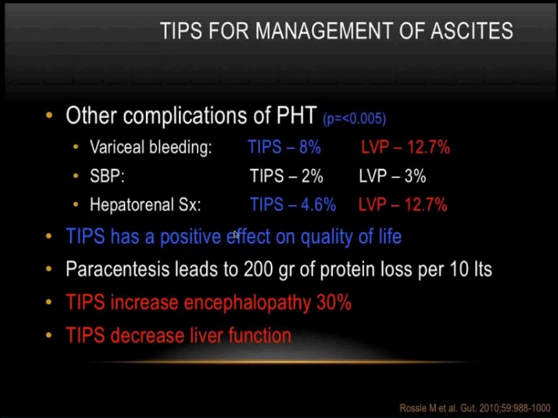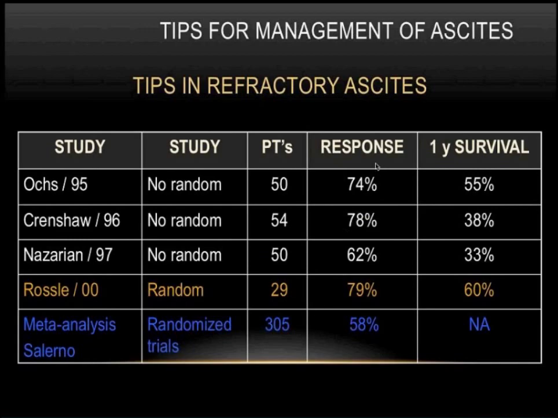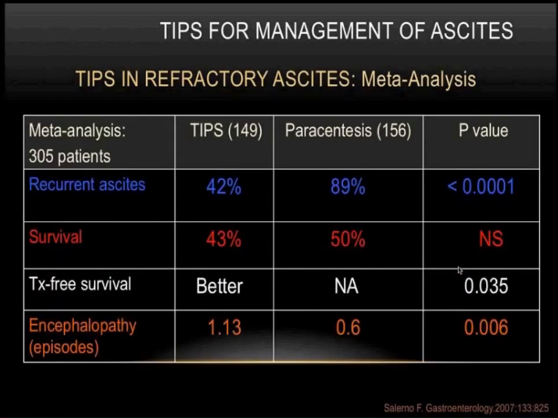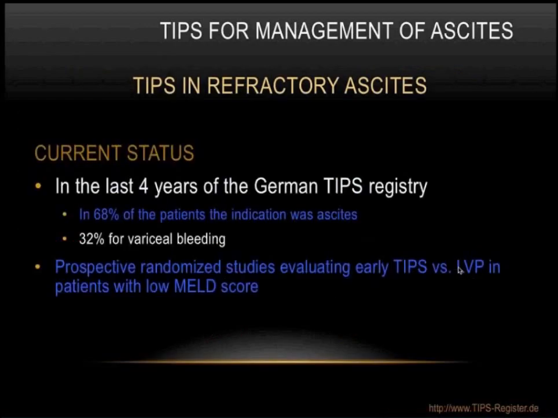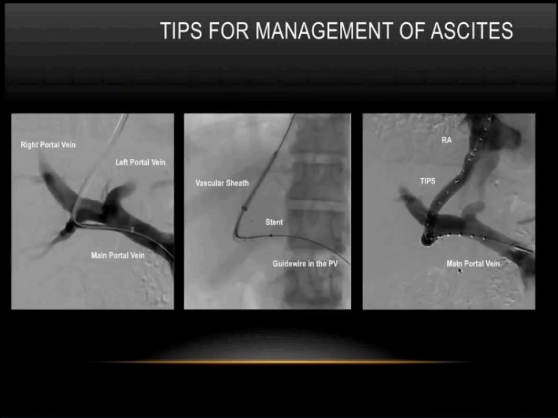One of the problems with the TIPS is that it decreases liver function. Multiple studies again showed significant improvement in the management of ascites, but the survival benefit is not significant. There's no study so far showing significant improvement of survival in a patient with TIPS. In the new literature and the registry in Germany, in 68% of the patients the main indication is ascites. Actually, ascites nowadays tends to be the main indication for TIPS, rather than bleeding as it used to be in the past. So this is just a picture of the TIPS.